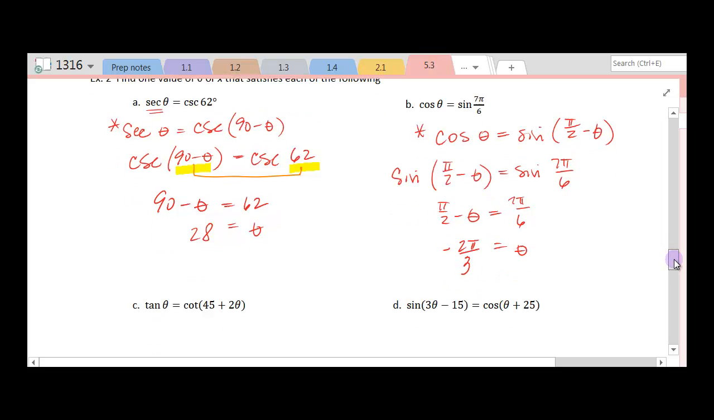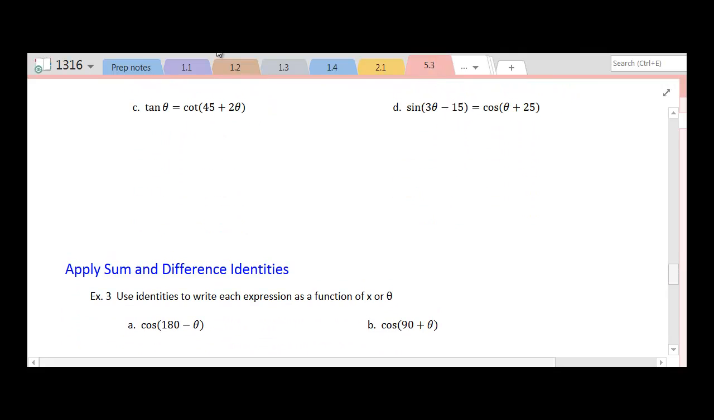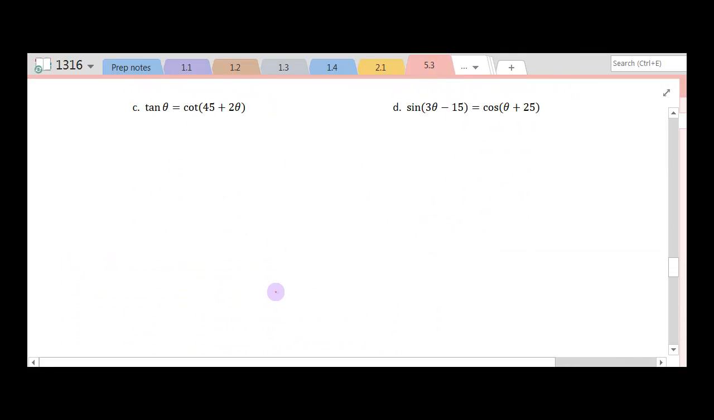Okay, we've got two more examples we're going to work, and they're just a little bit more detailed as far as using the cofunction identities are concerned. So it's the same process.